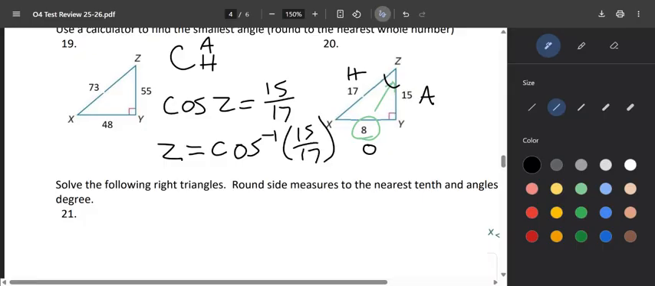We type that into our calculator. As a reminder, it is second cosine, and then just 15 divided by 17. And moving over here just for room, it looks like Z is equal to 28 degrees.